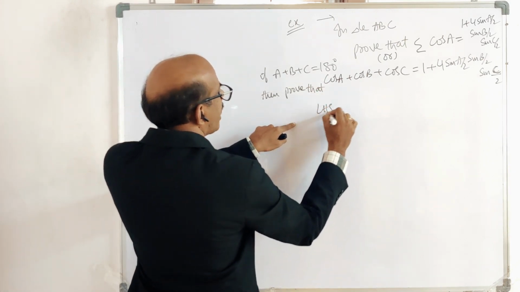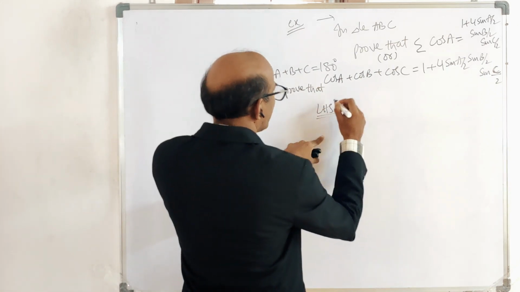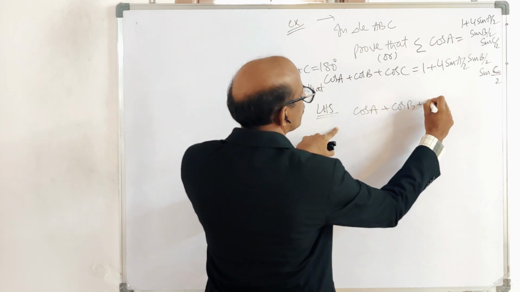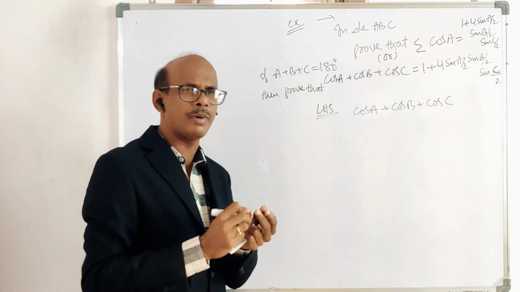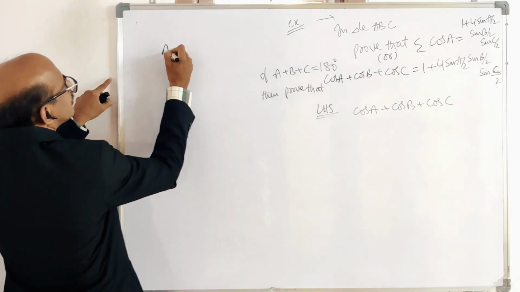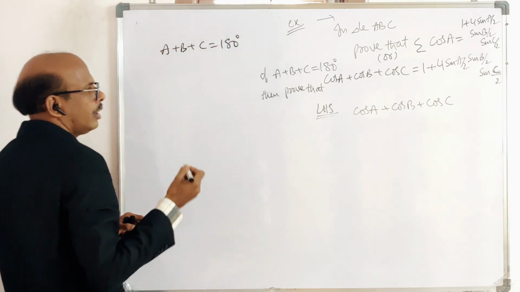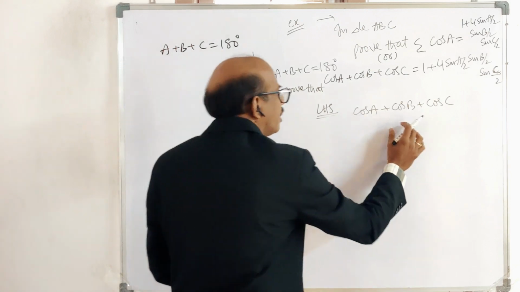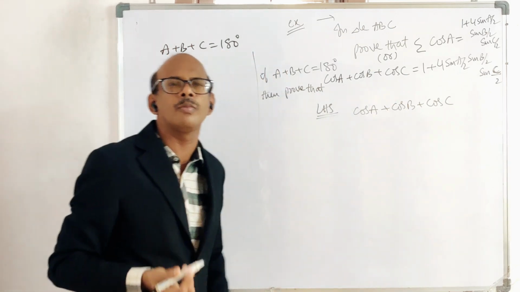So here, left hand side is the given data: cos A plus cos B plus cos C. Our target, right hand side, is 1 plus 4 sin A by 2 sin B by 2 sin C by 2. By taking the given condition A plus B plus C equals 180, our requirement is the right hand side. For that, use the transformation formula.